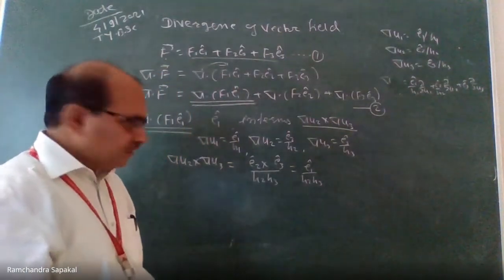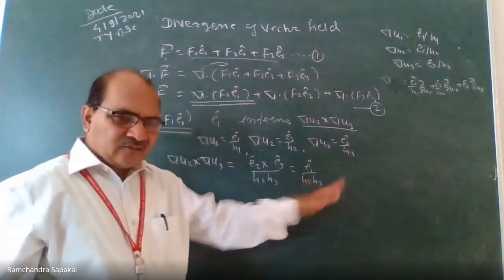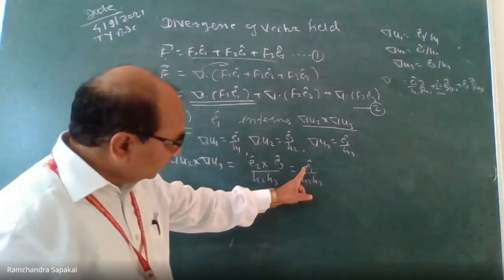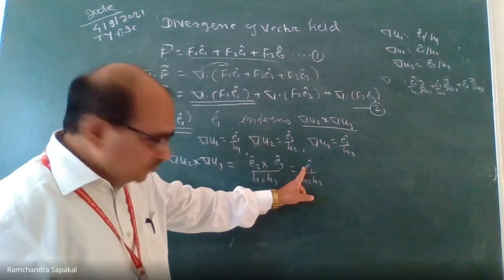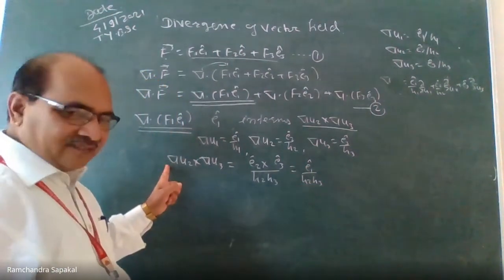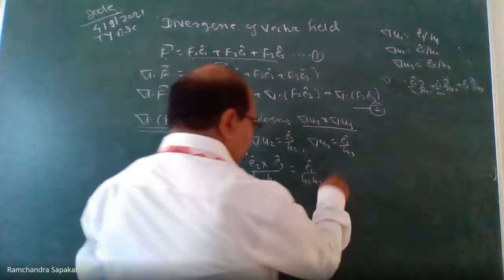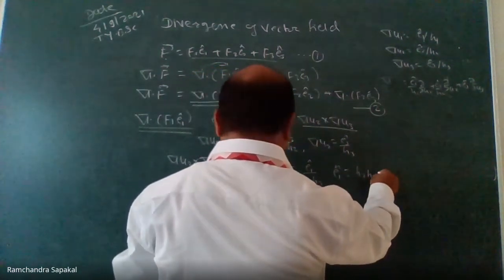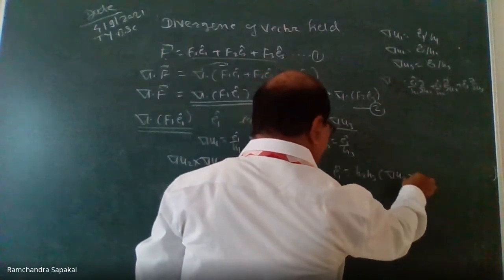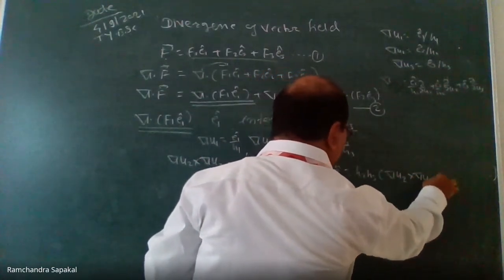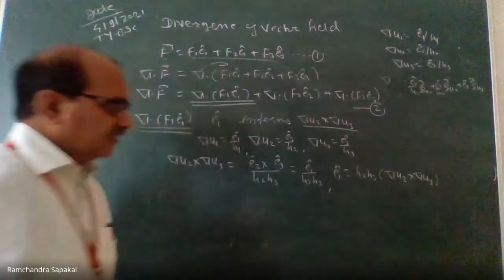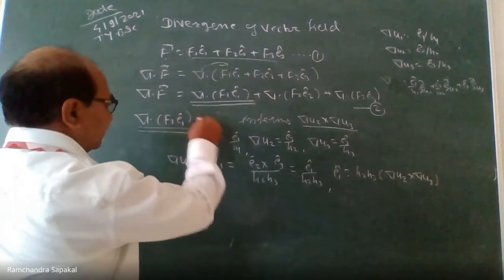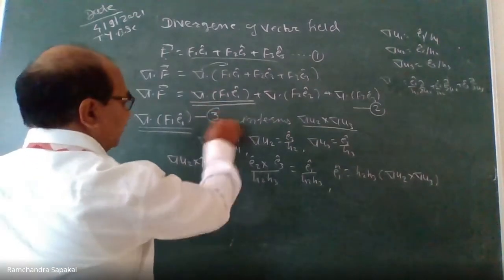Now from that, e1 is equal to this one, and therefore e1 is equal to h2 h3 in bracket del u2 cross del u3, equation 3.